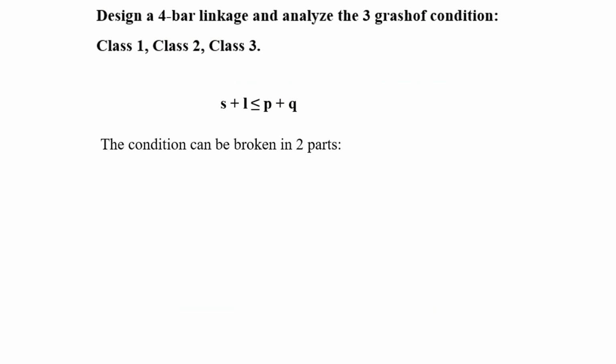The condition can be broken into two parts. One is S plus L less than P plus Q, and two, S plus L is equal to P plus Q. What is S? S is nothing but the shortest link, and L is the longest link. P is the other link, and Q is one more other link. So here the first condition, let us take S plus L is less than P plus Q.